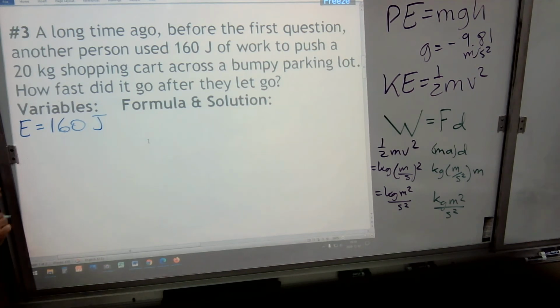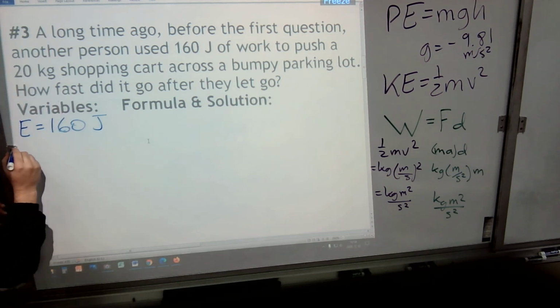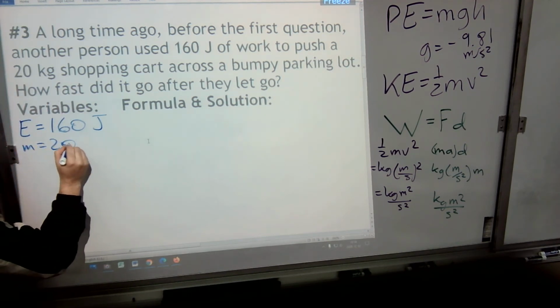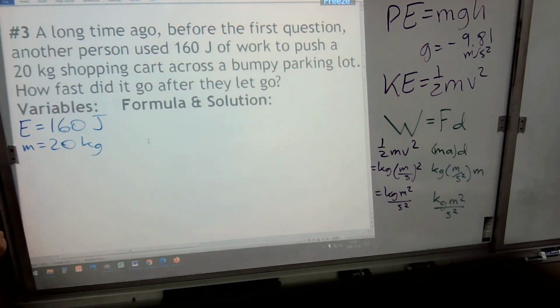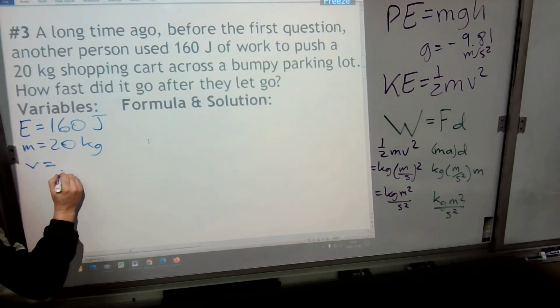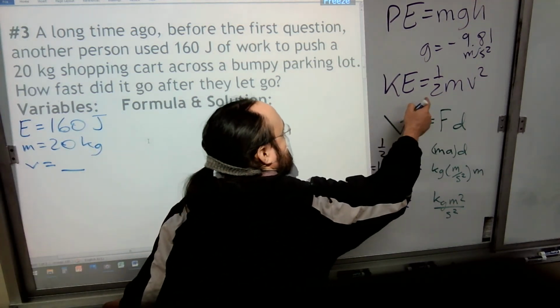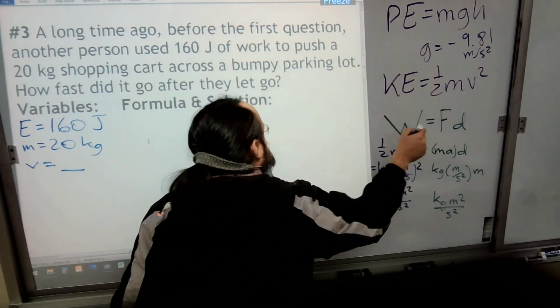Now, okay. So a person used 160 joules of work to push a 20 kilogram shopping cart, that's a mass, 20 kilograms, across a bumpy parking lot. How fast did it go after they let go? So it's asking how fast. There we go. We're looking for V. All right, there's only one formula that we can use to look for V. So I'll use it. That's this one. That's the only one that's got V in it. So that's the one we got to use.